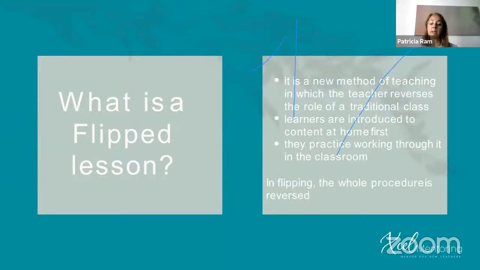So in flipping, the whole procedure is reversed, okay? So flipping the classroom is a new model of teaching in which the teacher, as I said before, reverses the role of the traditional class. And basically, flipping lessons are blended lessons where students are introduced to content at home and practice working through it in the classroom. Okay. And why is it important? Because it entails students tackling the new material to the best of their abilities on their own. And this is the important thing.